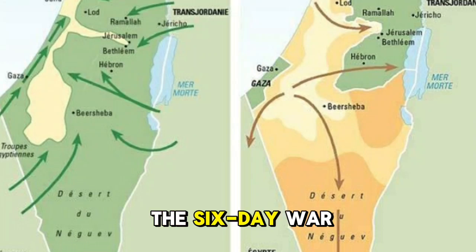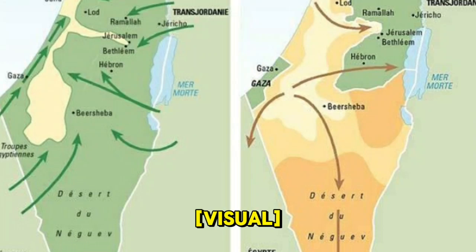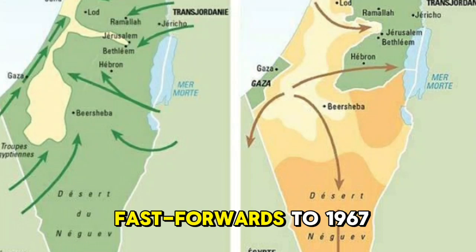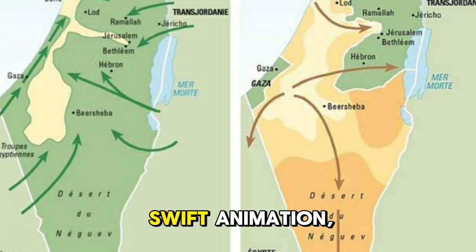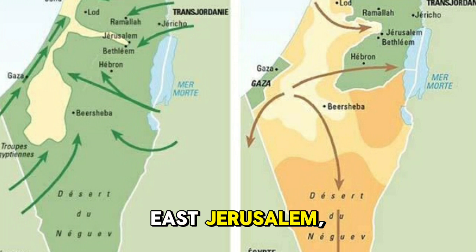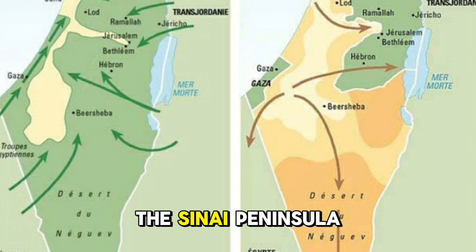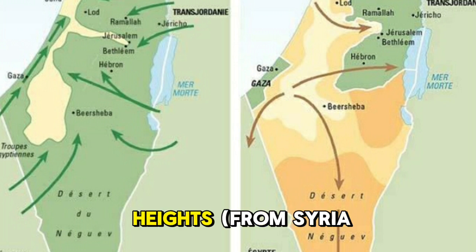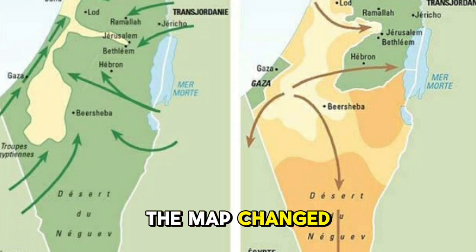Chapter 4. The Six-Day War, 1967. Visual. The map timeline fast-forwards to 1967. In a swift animation, Israel's color expands to engulf the West Bank, East Jerusalem, the Gaza Strip, the Sinai Peninsula from Egypt, and the Golan Heights from Syria. The map changed radically again in June 1967.